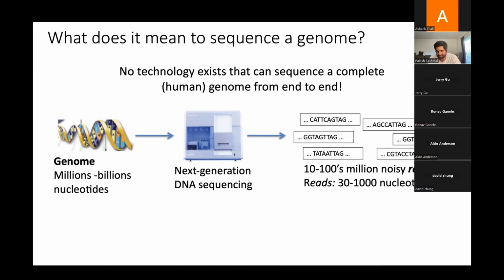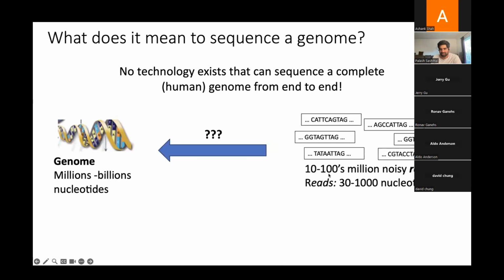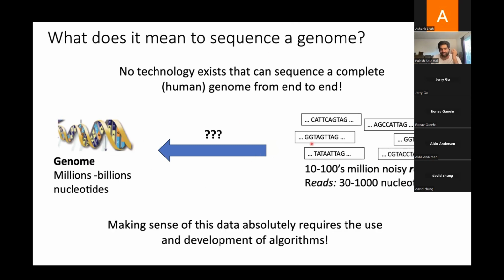So the fundamental question in computational biology is how do you even go from these small fragments to the entire human genome? And this is not a trivial problem at all. In fact, this should be one of the motivations that we do need algorithms to make sense of this kind of data.